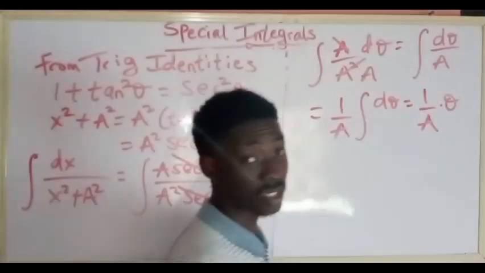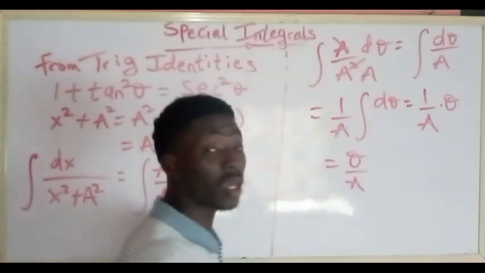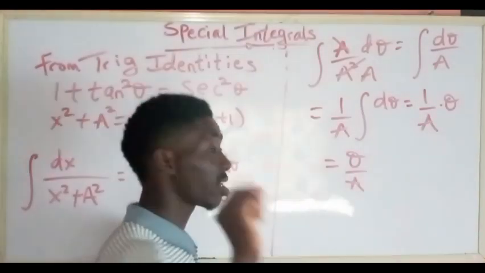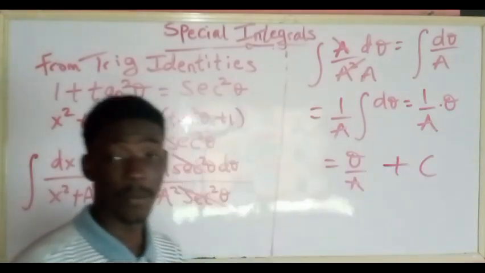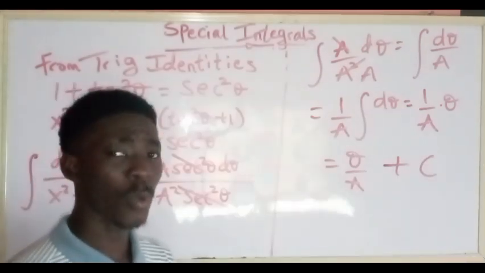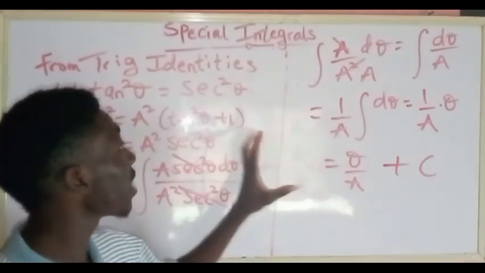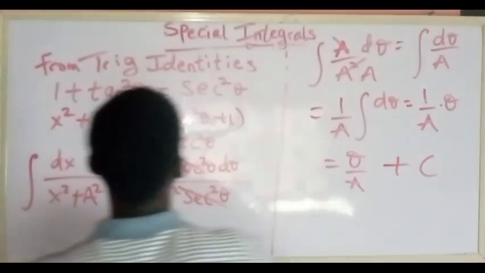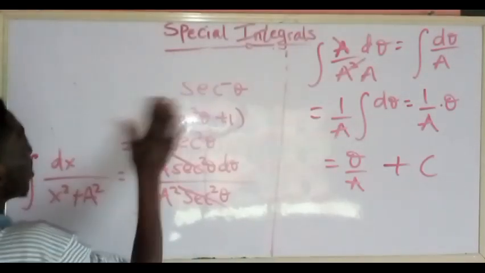Then put a dot, that means times. And that means that will be theta over a. And remember, in integration, you put a special letter which is called constant C. That will be my answer. But the problem here is our actual question was in x and not in theta. So what I have to do is return back to the x that was the actual question. So from there, I'll try to change the theta in terms of x.